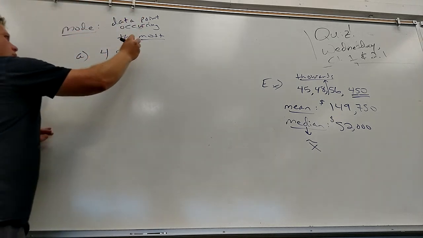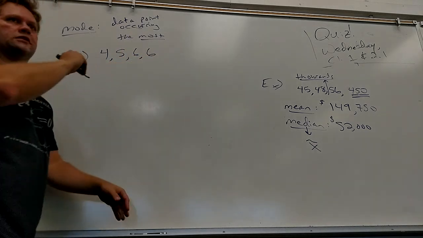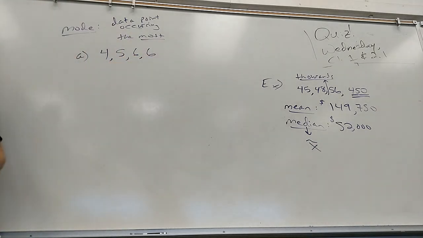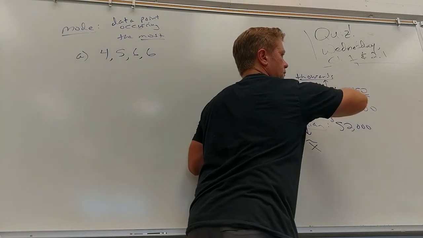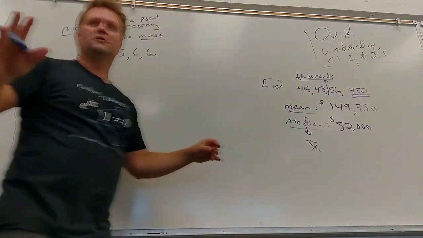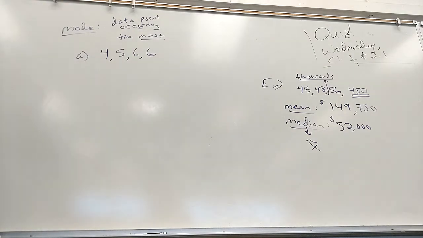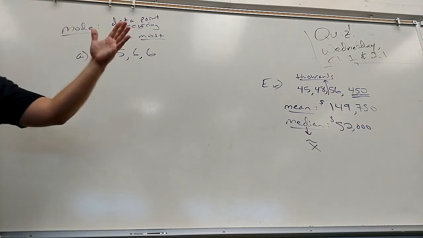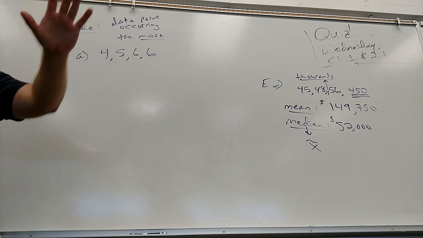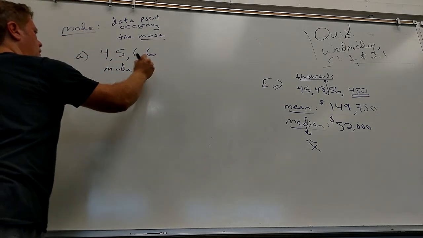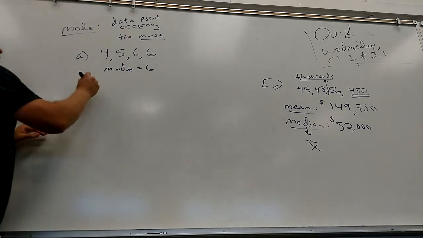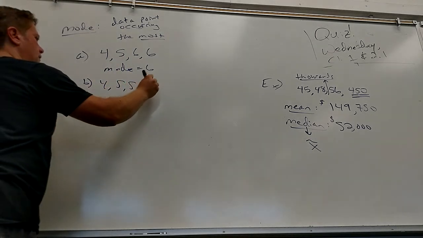So something simple would be, what's the mode there? So obviously, what's the mode here? There's no mode. Right? Nothing occurs more than once. There's like a tie, 4 ways. We call it no mode. It's no winner. What about 4, 5, 6, 6? The mode is 6.